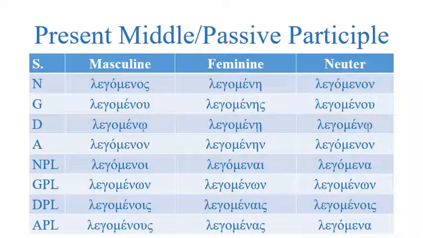These are our endings for the present middle passive participle. And the good news is we've seen all of these before. In fact, these endings are almost identical to the endings of the definite article. With that in mind, it's not so much learning a new set of endings as learning to recognize when we have a verbal stem plus this insertion men, as in legomenos.